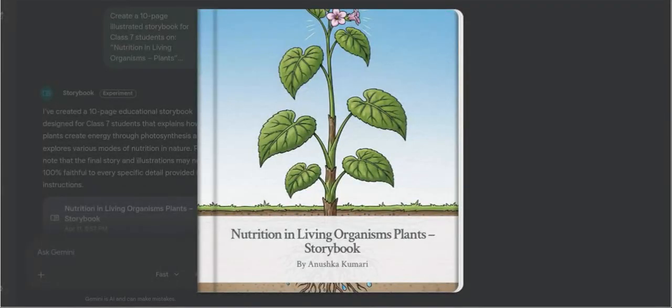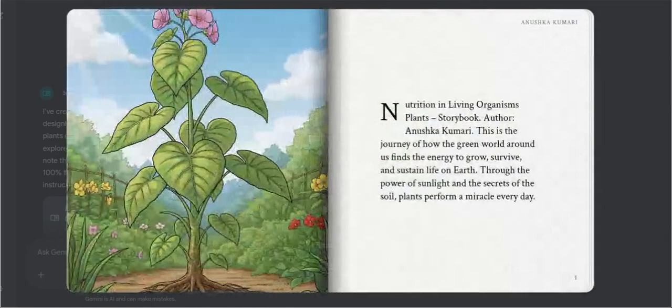Nutrition in Living Organisms, Plants. Storybook. Nutrition in Living Organisms, Plants.